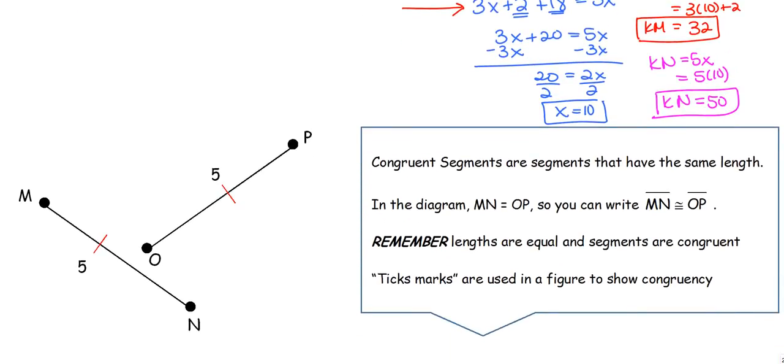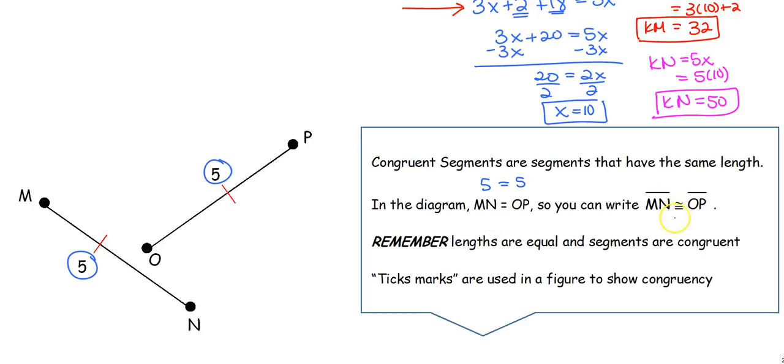All right. Next part is talking about labeling. Congruent segments are segments that have the same length. So MN we have marked as congruent to OP. They are congruent because they have the same length. One has a length of 5 and the other one has a length of 5. So when I write that, I could say that in the diagram, the measure of MN is equal to the measure of OP. 5 is equal to 5. Or I could say that the segments are congruent. So measures are equal, segments are congruent.